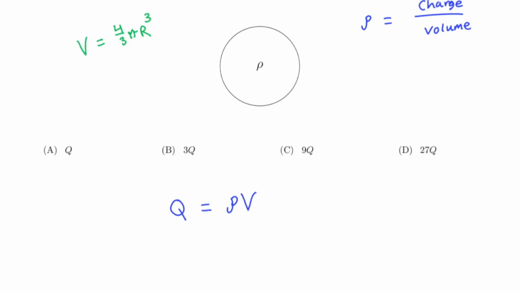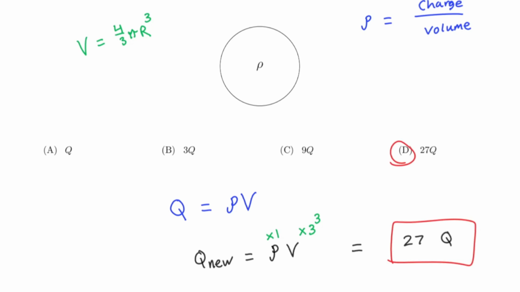So what this tells us is that volume is cubic with r. So our new q, well, the rho stays the same because it's the same charge density, but I triple the radius. So if I triple the radius, I am tripling something that gets cubed in the volume formula, which gives me 27q.